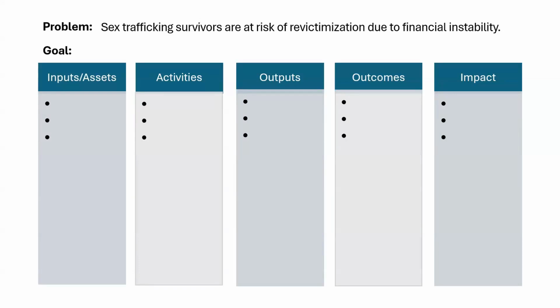Next, what is the goal or maybe goals of the project? This is the solution to the problem you just identified. So in this example, the goal could be to improve the financial stability of sex trafficking survivors. Note that this is the high-level goal, not the objective or activities of the program, but what you seek to accomplish. Moving across the table, reading from left to right, you spell out the logic of your plan.